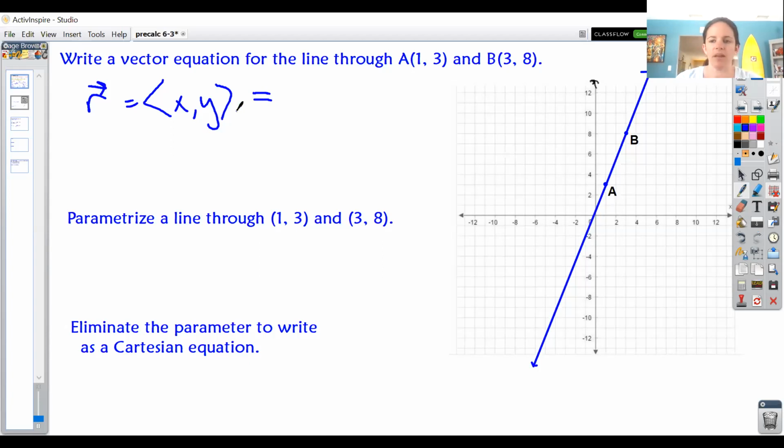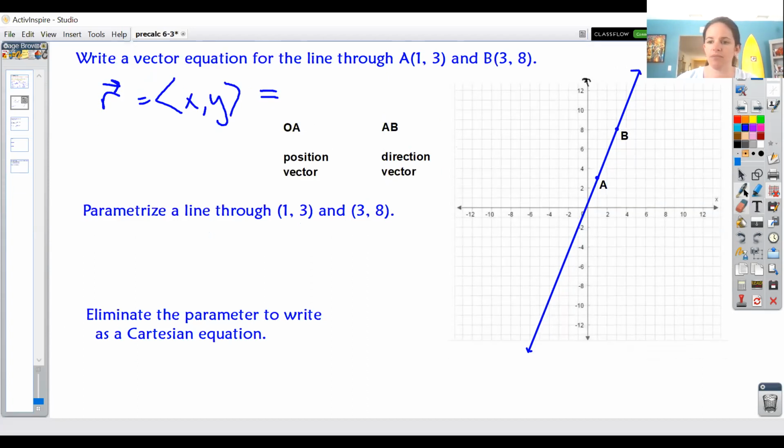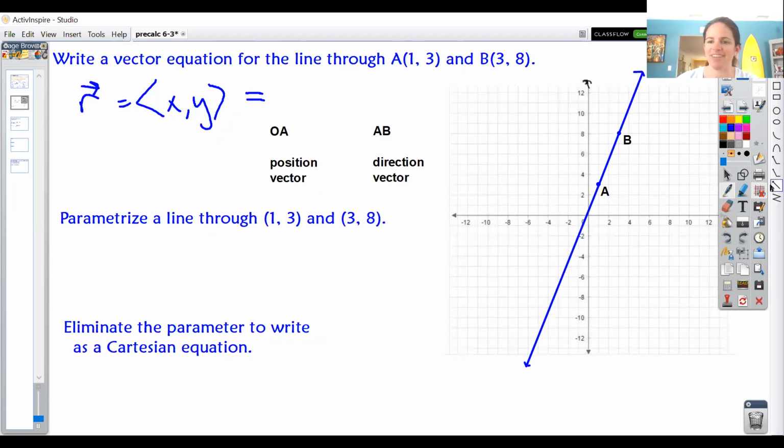So I need what's called a position vector, which means the position of your fixed location, your first fixed point. In this case, we're going to use vector OA, and that's going to be our position vector. And then we also need a direction vector, which is, once I'm located at A, how do I get to where I'm going? How do I get to B? And so that would be vector AB, and that would be the direction vector. Don't be too upset that I don't have vector symbols on that. I'm working on it. I'm going to get some vector symbols on this.